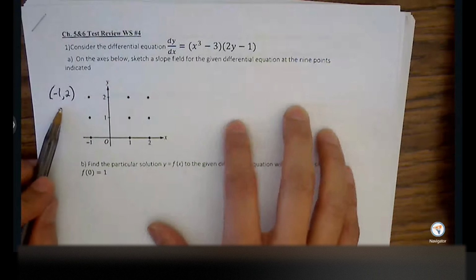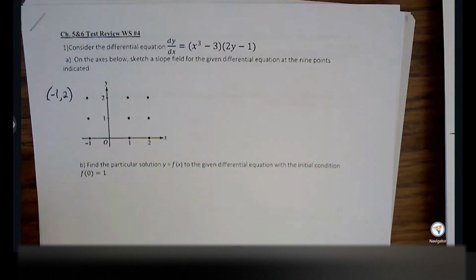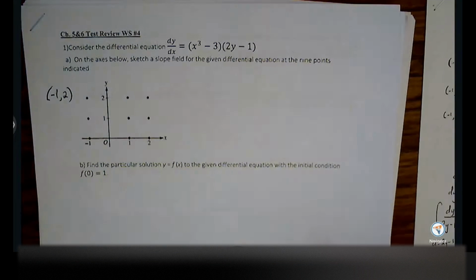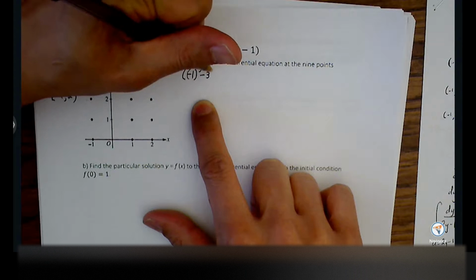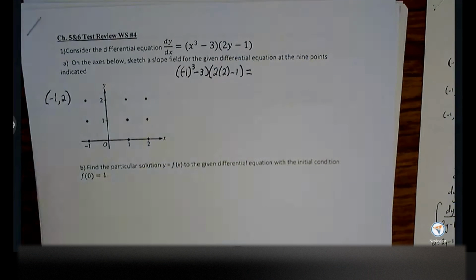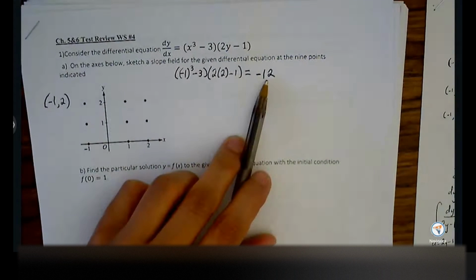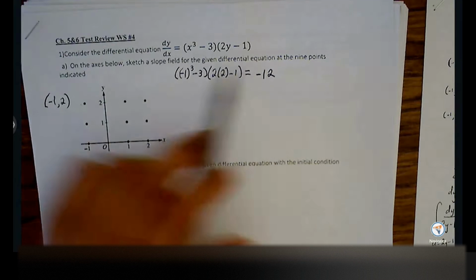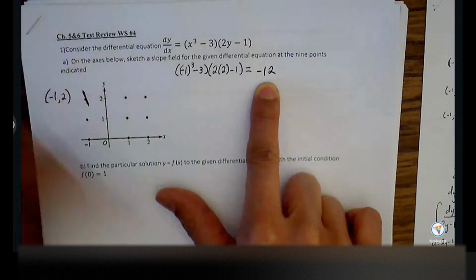So let's insert (-1, 2) into the derivative equation. And what do we get? Okay, what's that going to be equal to? -12. Yep. And -12 is a really steep slope in the negative direction. So we're just going to make our best approximation that we can. Through this point, we'll represent a slope of -12 to the best of our abilities.